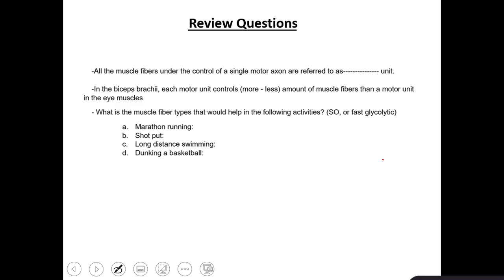Now some review questions. All the muscle fibers under the control of a single motor axon are referred to as a motor unit. In the biceps muscle, does each motor unit control more or fewer muscle fibers than a motor unit in the eye muscles? Of course, the biceps is a larger muscle. It needs more force that is less precise. So here we have a higher innervation ratio.